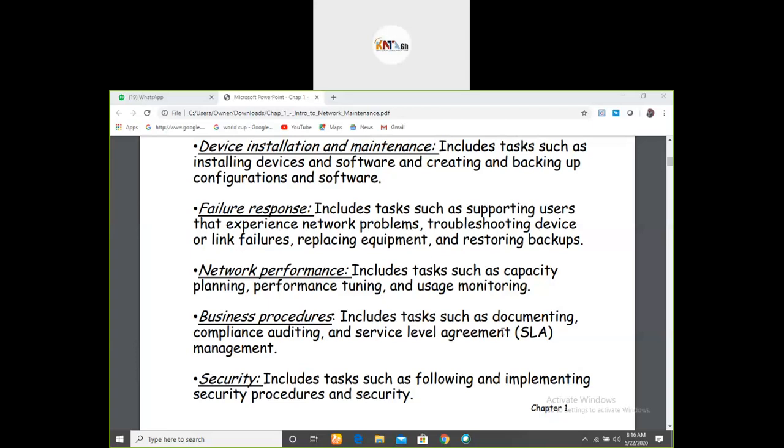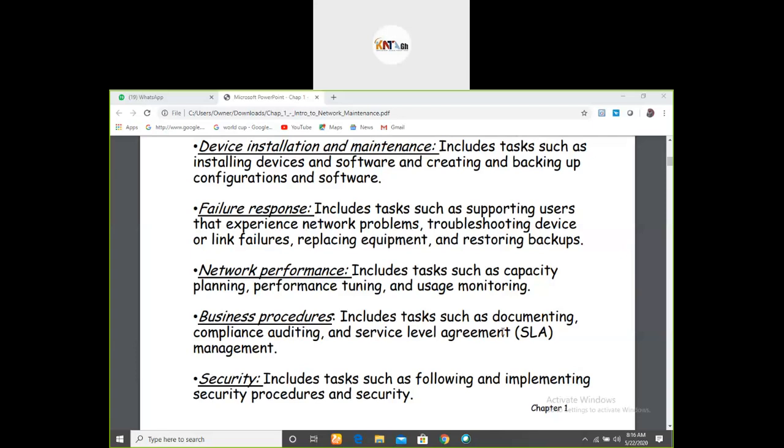Now, this includes following and implementing security procedures. Security procedures are all the things that you have put in place to perform unified threat management, to make sure your network is up and running 24/7, so that you do intrusion detection, intrusion prevention, and then you have firewalls that are going to authenticate.